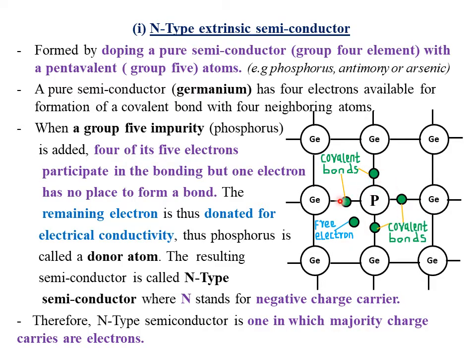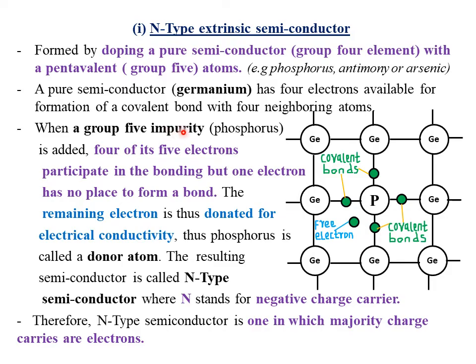So, you can see this is 1 electron of phosphorus, which is forming a covalent bond with germanium, which is represented by capital Ge. Then the second electron of phosphorus is also forming a covalent bond with germanium. Then the third phosphorus electron is also forming a bond with germanium. Then the fourth phosphorus electron is also forming a covalent bond with germanium. But the fifth phosphorus electron has no place to form a covalent bond. Therefore, 1 electron remains free.